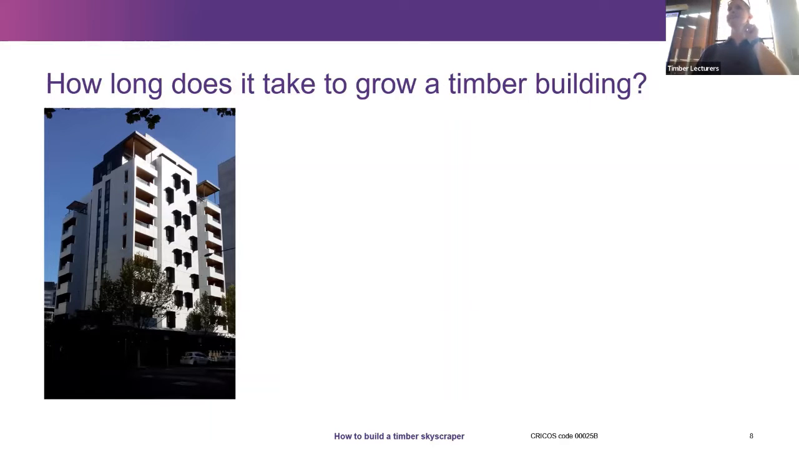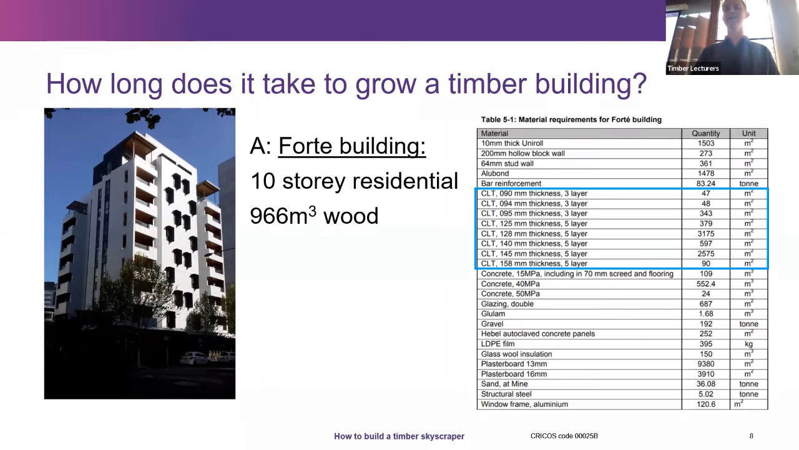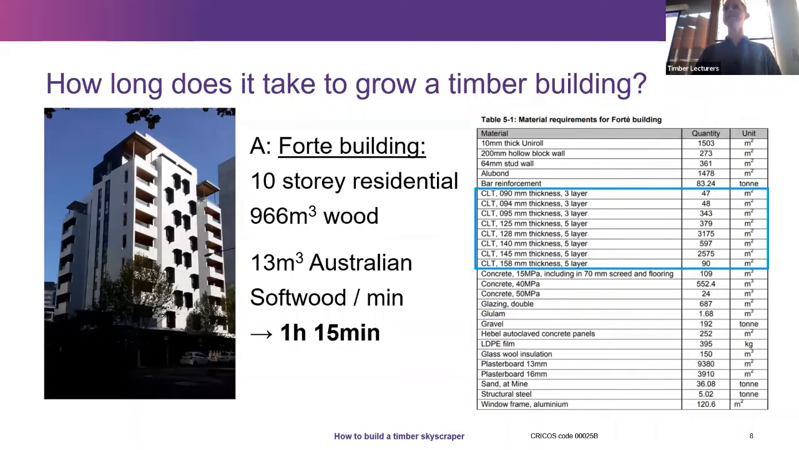Okay, so we can look at the amount of material that's in there. So we just take that from the BIM model, and I've summed up all the wood. It's about 1,000 cubic meters of wood in a 10-story apartment building. And it takes the Australian softwood plantations 1 hour and 15 minutes to grow the entire timber needed to build a 10-story building. It's pretty neat.